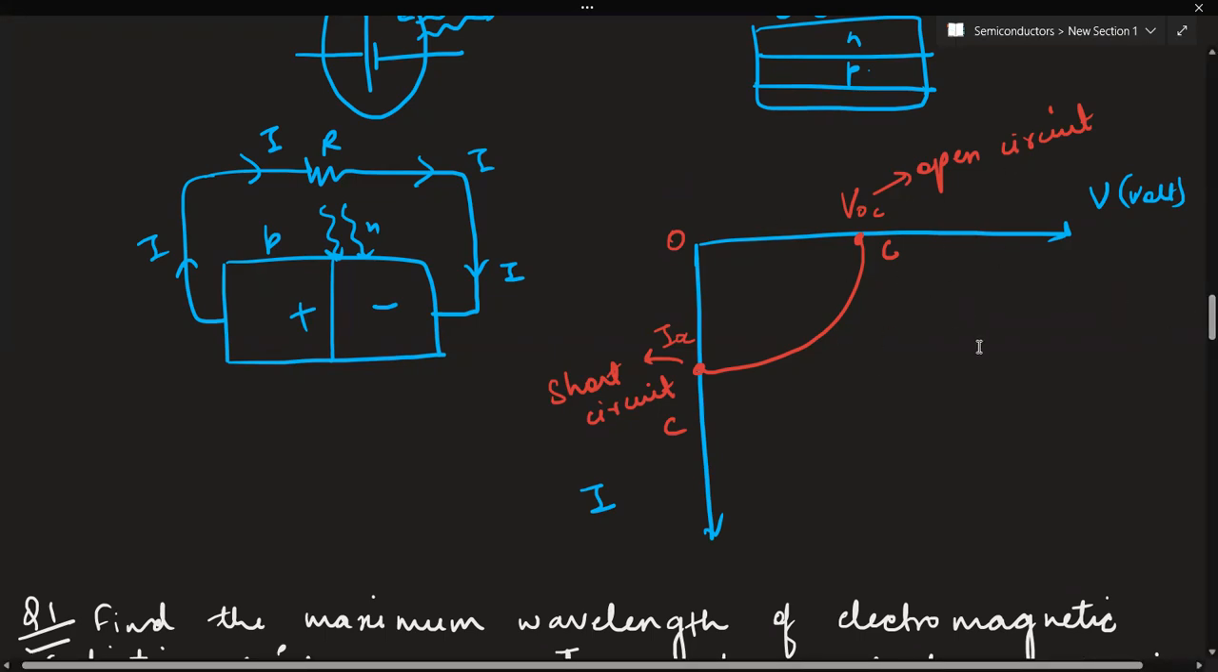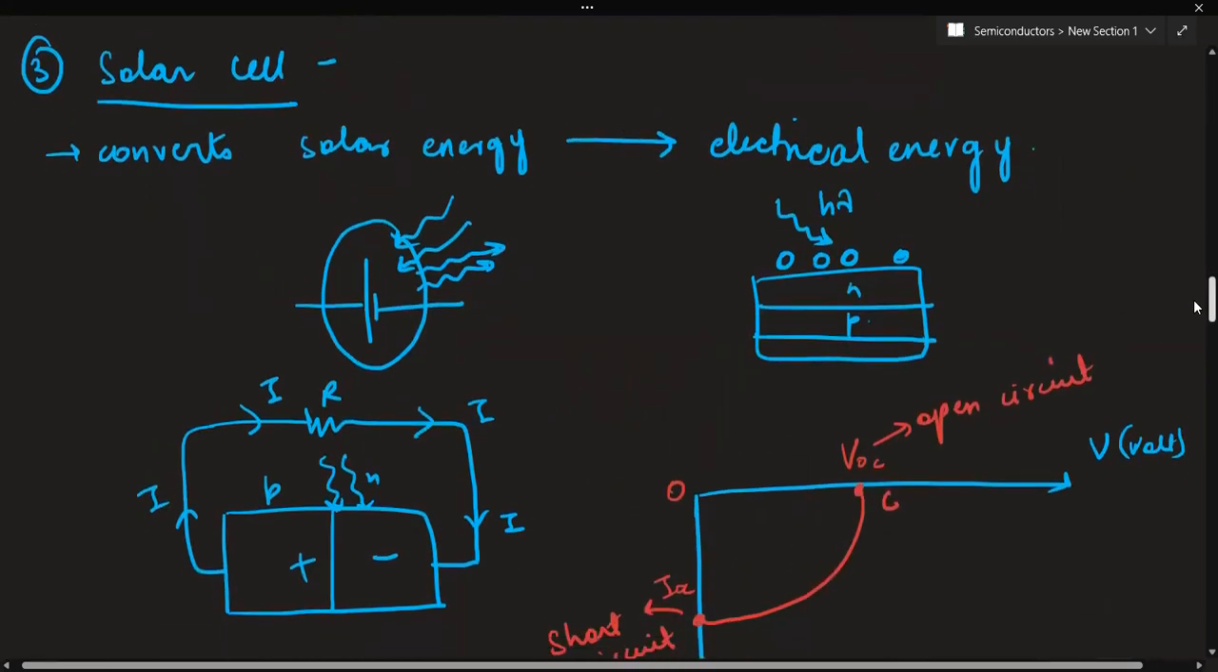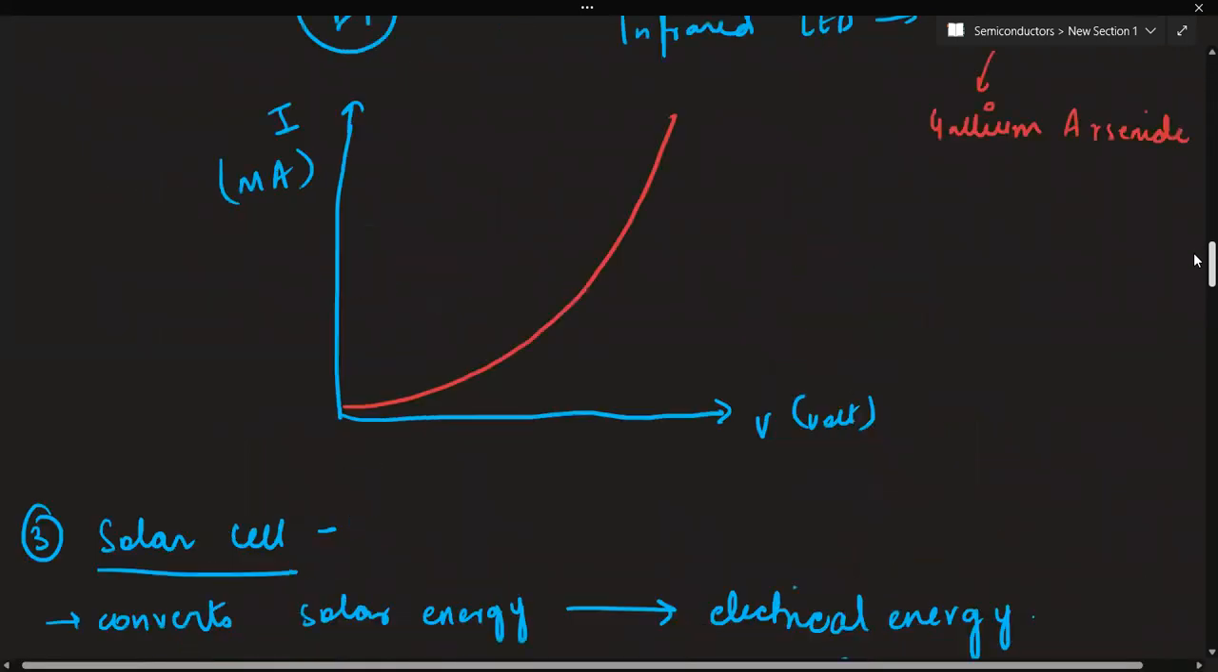You should remember that it is in the fourth quadrant. So this solar cell converts solar energy into electrical energy, means basically it absorbs photons, the h nu, light radiations, and then converts them into electrical energy for our use. So electrical energy can be utilized. So these are the special types of diodes that we have.